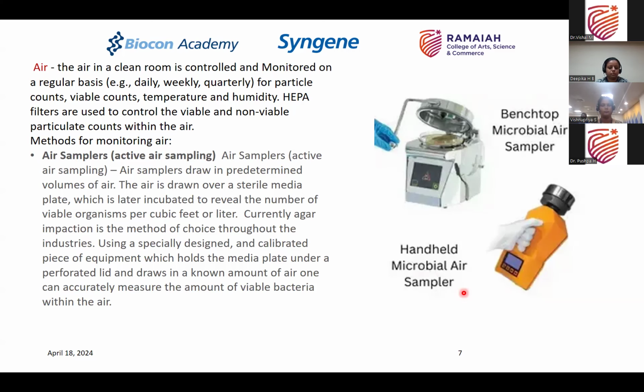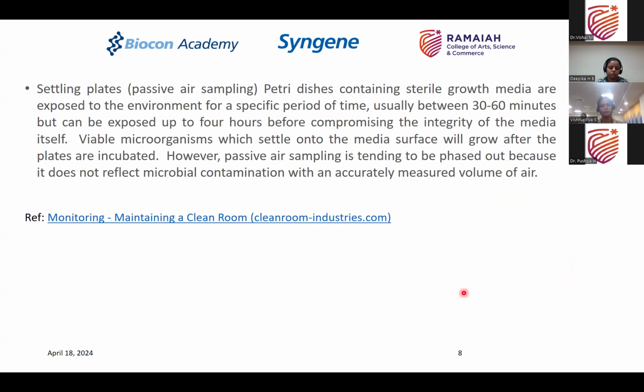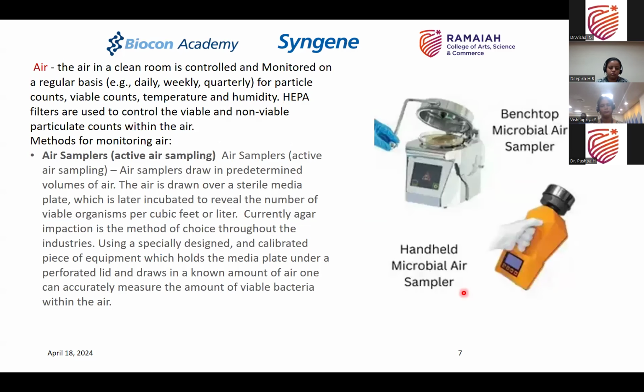How are we going to monitor the air of that particular clean room? One is using air samplers. Air samplers can be of two kinds: active air sampling and passive air sampling. In active air sampling, we are going to use such kind of samplers.